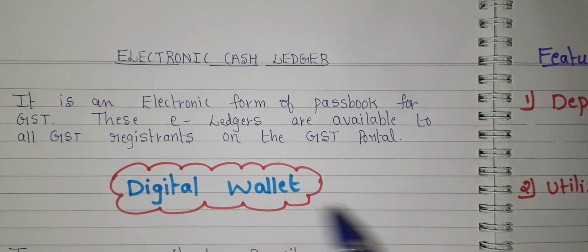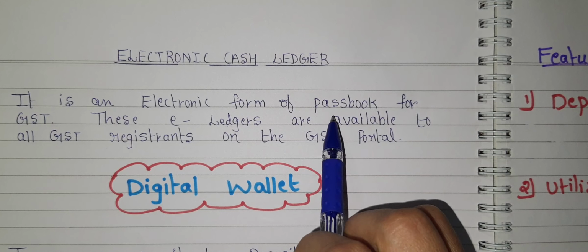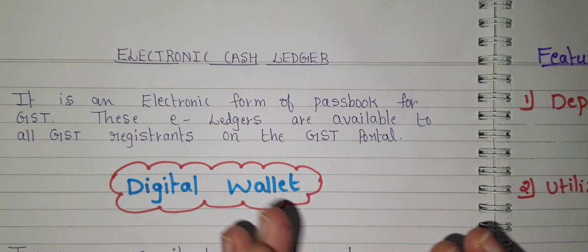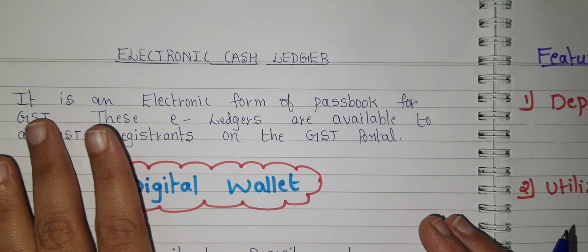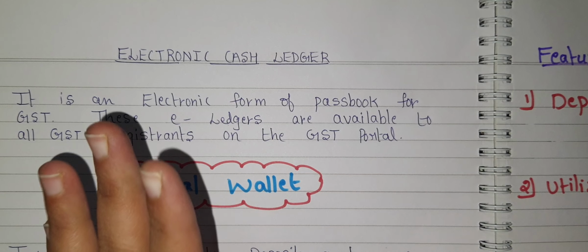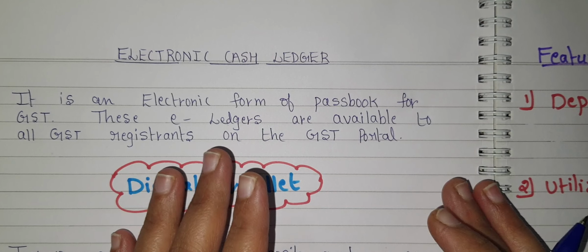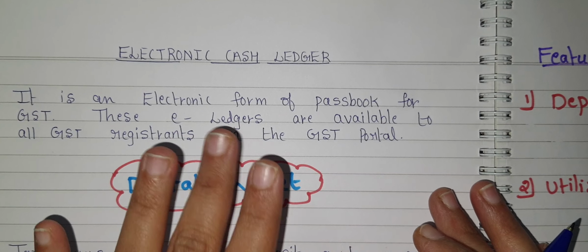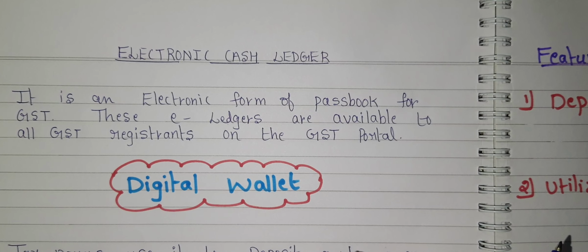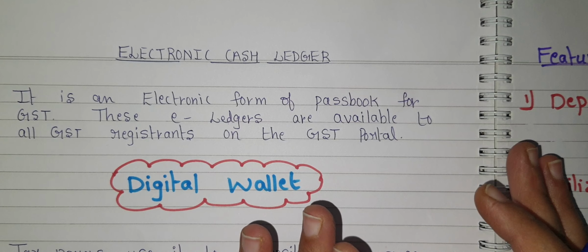First, we will see the meaning of electronic cash ledger. It is an electronic form of passbook for goods and service tax. These e-ledgers are available only to the GST registrants on the GST portal.